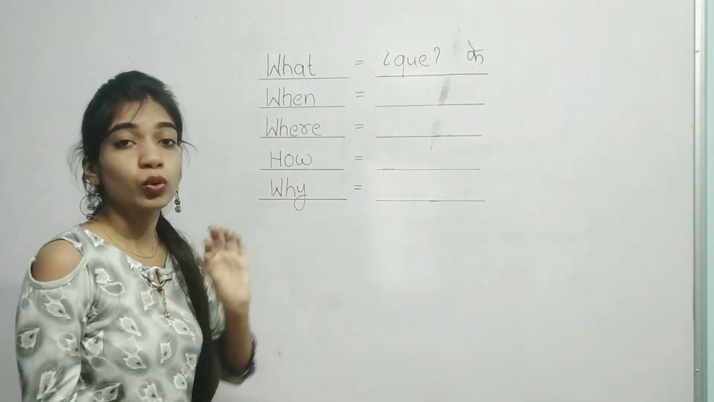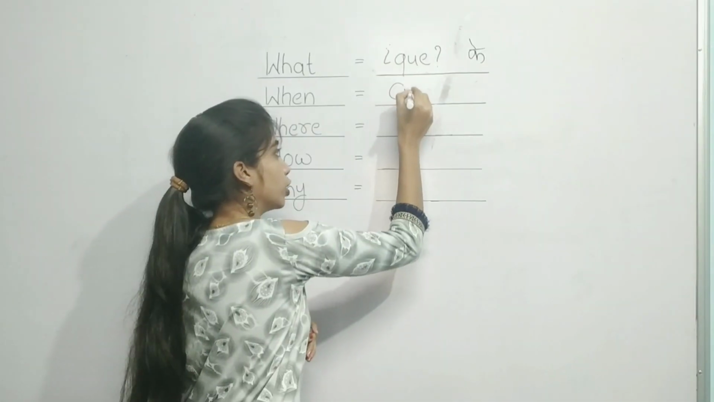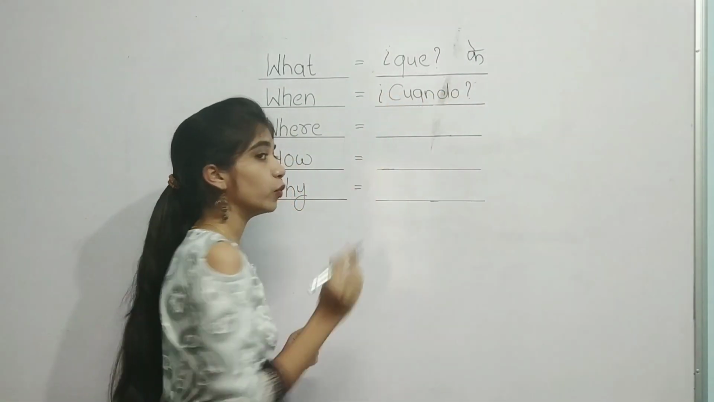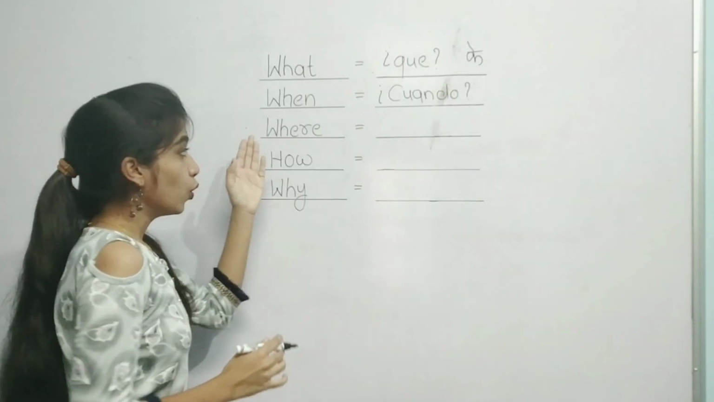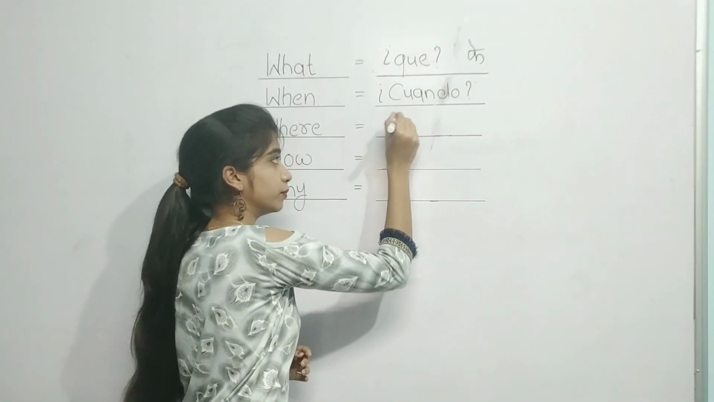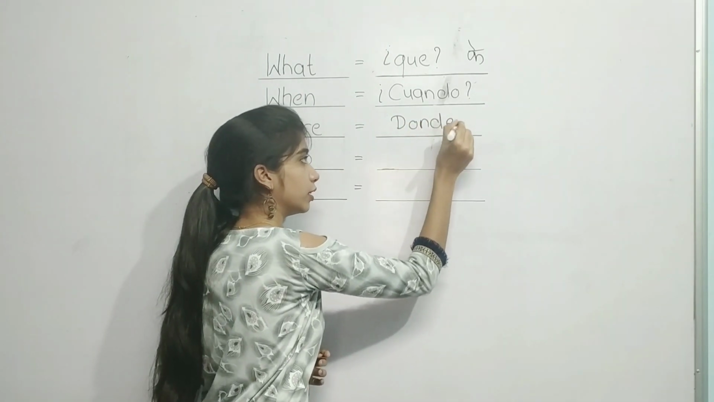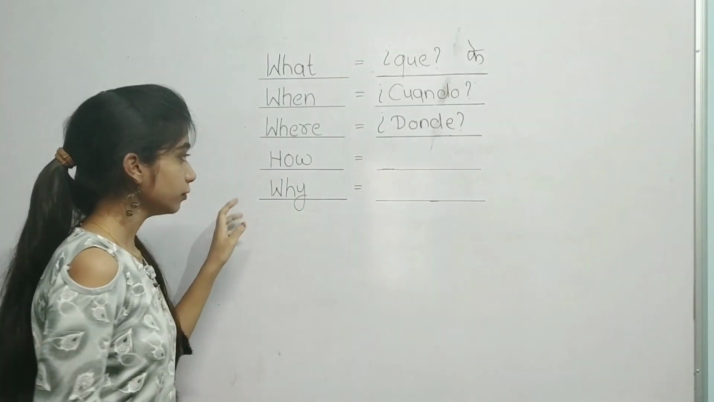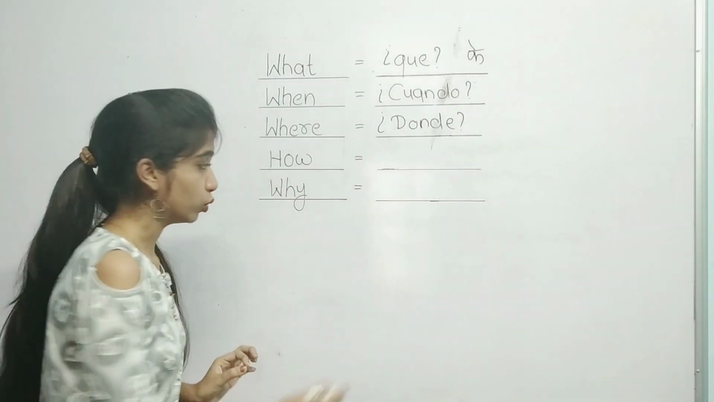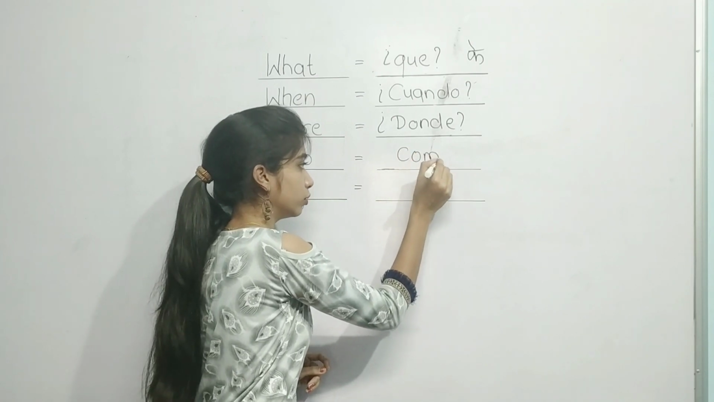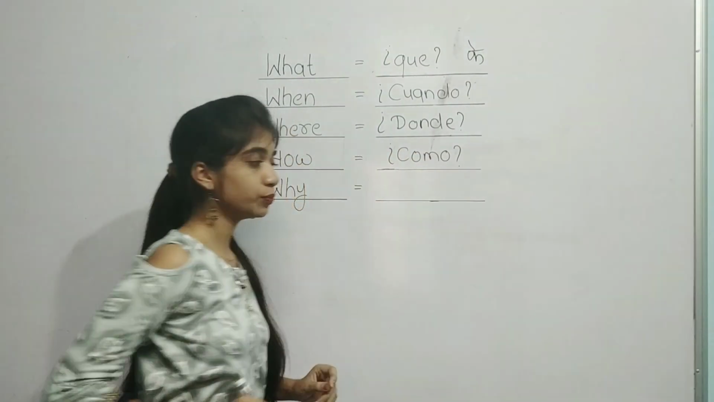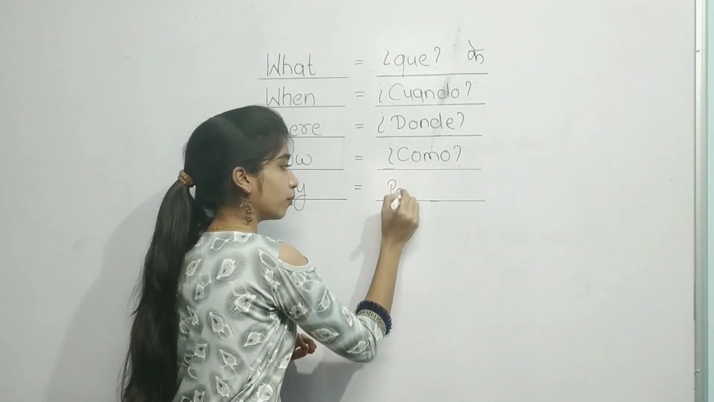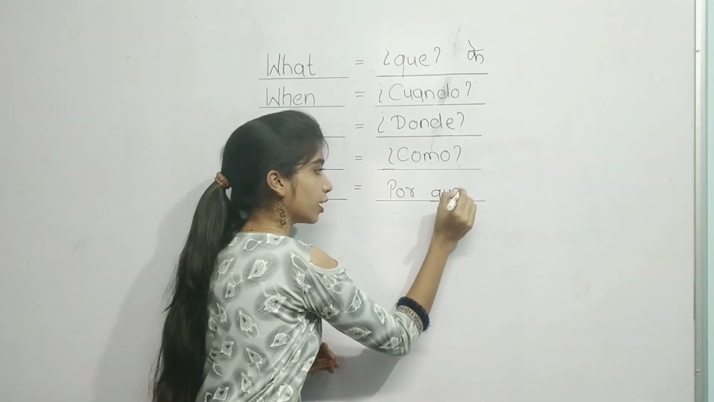Then when is said as cuando. When, cuando. Where, donde. Where, donde. Then how, como. And finally why, por qué.